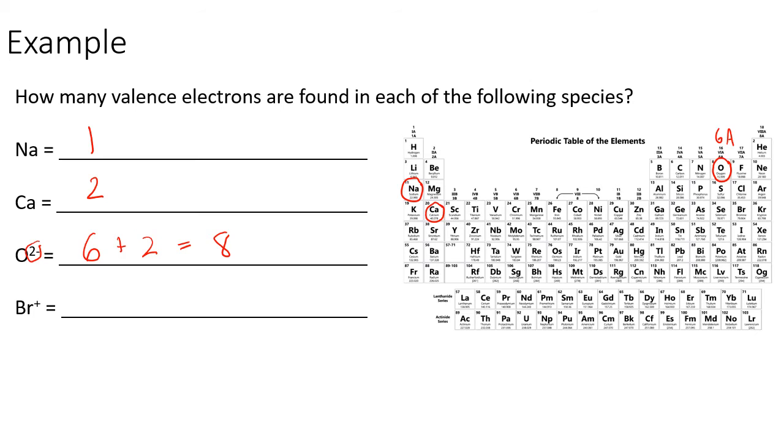And lastly, we have Br plus. That plus charge means that bromine has lost one of its valence electrons. Bromine is over to the right-hand side in group 7A. So a neutral bromine atom would have 7 valence electrons, but we're going to subtract off 1 because it has a positive charge, which leaves us with 6 valence electrons in a Br plus ion.